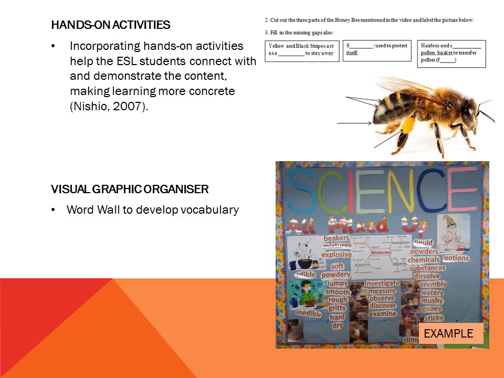Incorporating hands-on activities also help the ESL students connect with and demonstrate the content, making learning more concrete, according to Nishio 2007. The low literacy group in the reading rotations of Lesson 6 involve cut-and-paste activities, where the students are making meaning by connecting images with words to support them as they make meaning of the scientific content. The teacher also develops a visual graphic organizer in the form of a word wall throughout the sequence to display the new and challenging vocabulary.